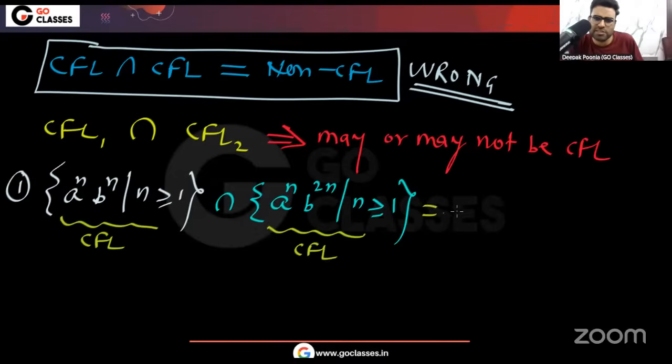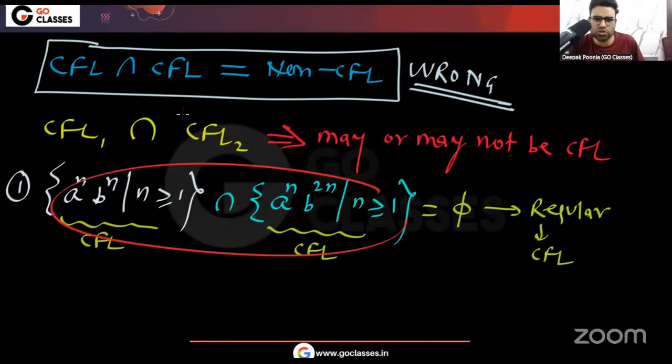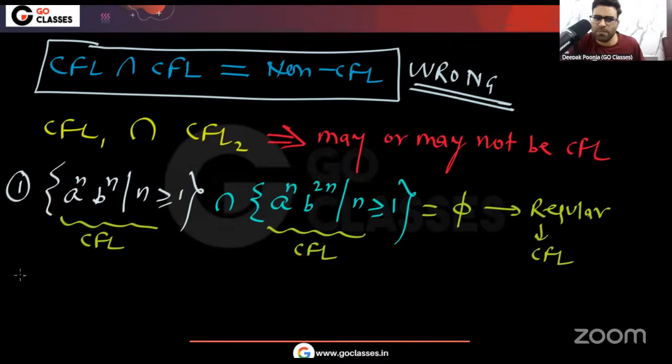But what is their intersection? Their intersection is phi, the empty set. This empty set is actually regular, and every regular language is CFL. So I can say that the intersection of these two CFLs is actually a CFL. But of course, I can give you another example where the intersection of two context free languages will be non context free.